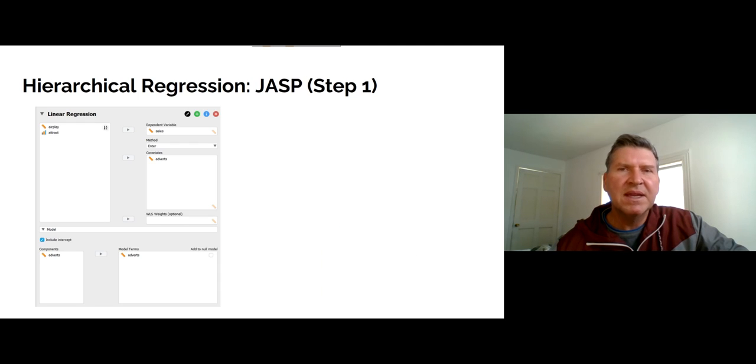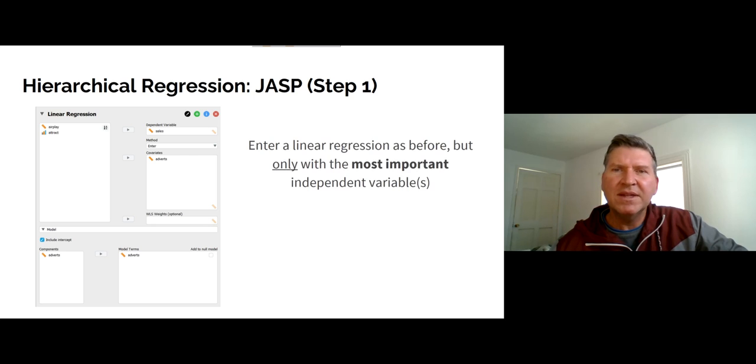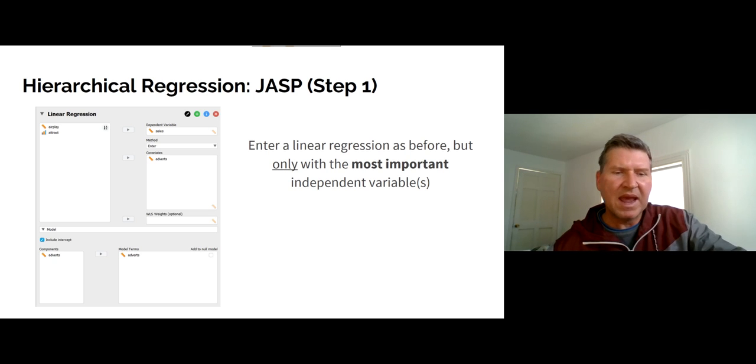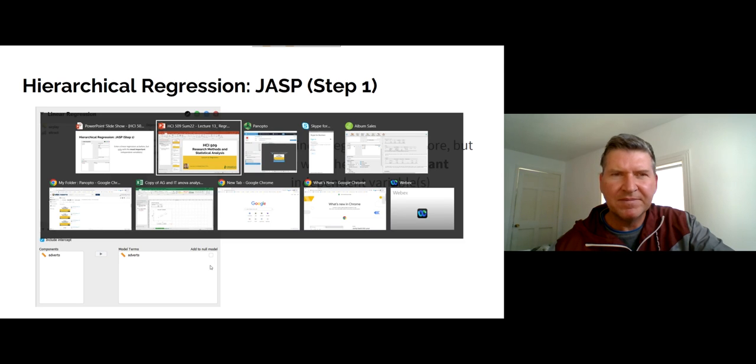So in JASP, doing the hierarchical regression is not as straightforward as the simultaneous. We enter a linear regression, but we only start with the most important independent variable. For example, this is using that album sales example in the JASP examples. And you can see here we start with adverts only. Then when we get the model done, there's another space where we would add an additional aspect. Let me go to JASP now.